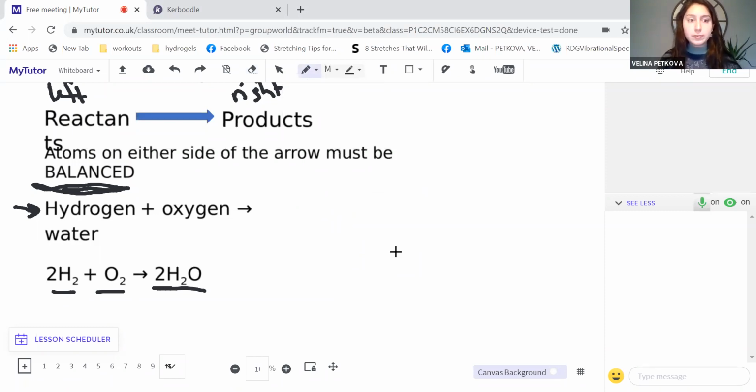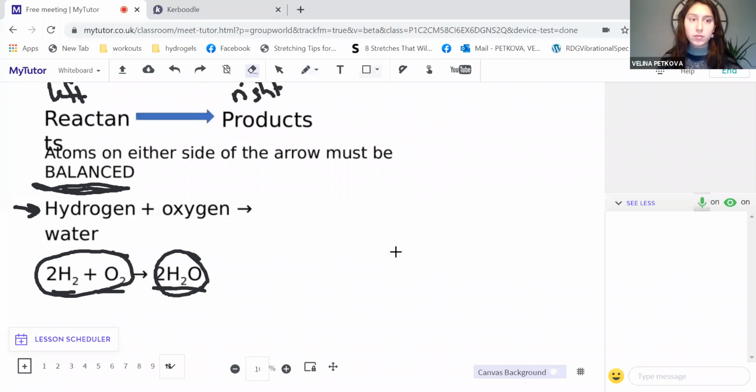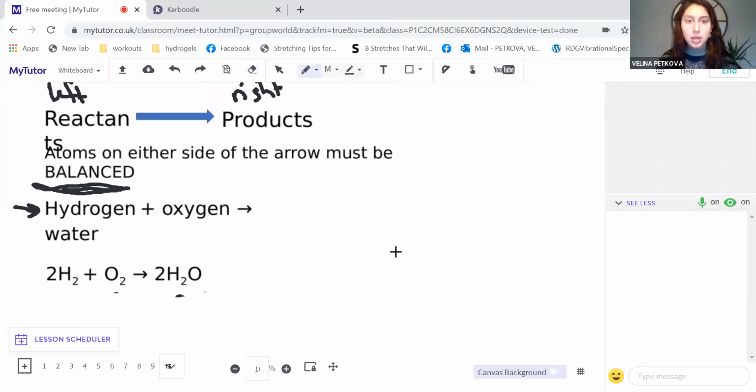So if we have a certain number of elements on the left side, it must always be the same as the number of elements that we have on the right side. Okay, so this one's of course already balanced. However, let's see how we would balance this equation. So we start with H2 plus O2 goes to form water.